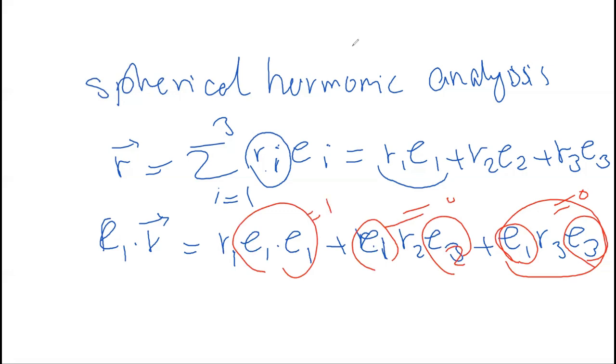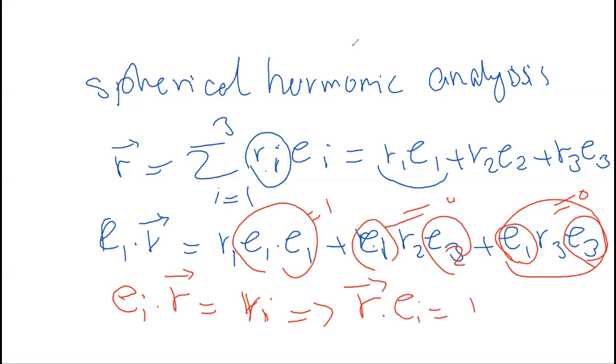Therefore, if I multiply Ei by the vector, then I get Ri. Or I can write it in a more general form. I say, okay, Ri multiplied by Ei will be Ri. It is the same. So it means that if I multiply this Ei by this summation, Ri Ei, this will be like that. So how is the situation with the spherical harmonics?